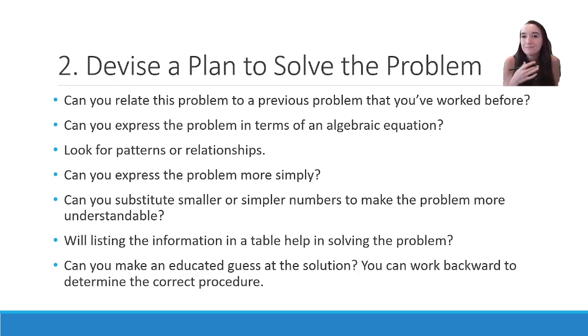We want to look for any patterns we can see and try to utilize those. Is there a relationship between particular values? Can you express it more simply? So turning it into those simple sentences that then get turned into the algebraic equations is one way of simplifying it. But really it's just, can you cut out all these fancy words and get down to just the bare minimum of what you actually need instead of overwhelming yourself?